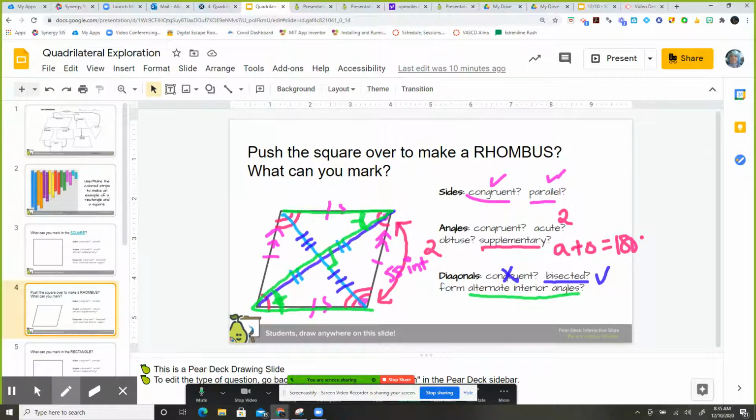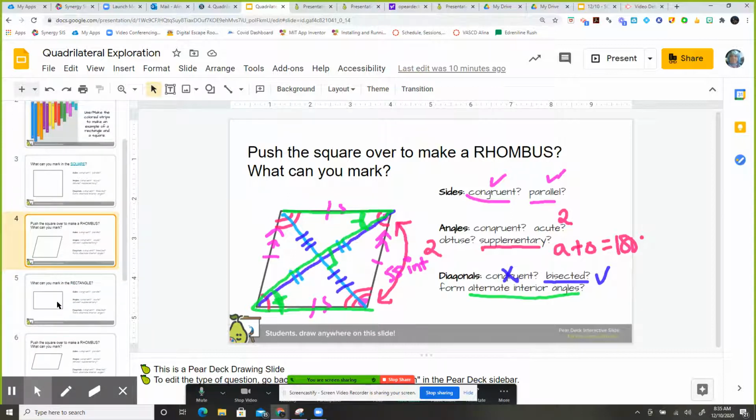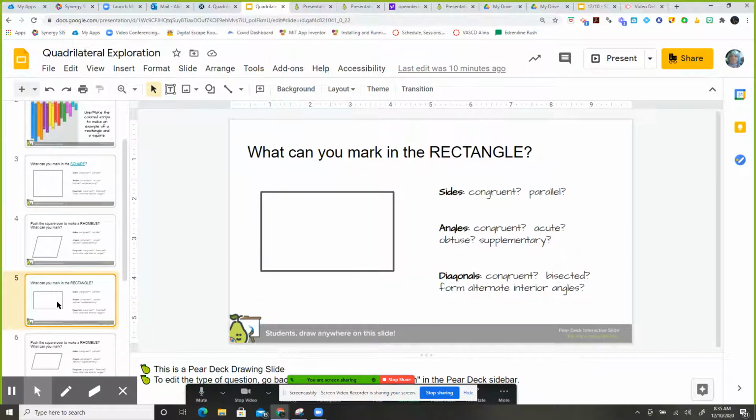Again, I don't want to rush, but I would like to go on to the rectangle. You ready to go to the rectangle? Okay. Are you guys actually building the shapes? Is it helpful to build the shapes? Yeah. Yes. Good. Sometimes it's just fun to build stuff.